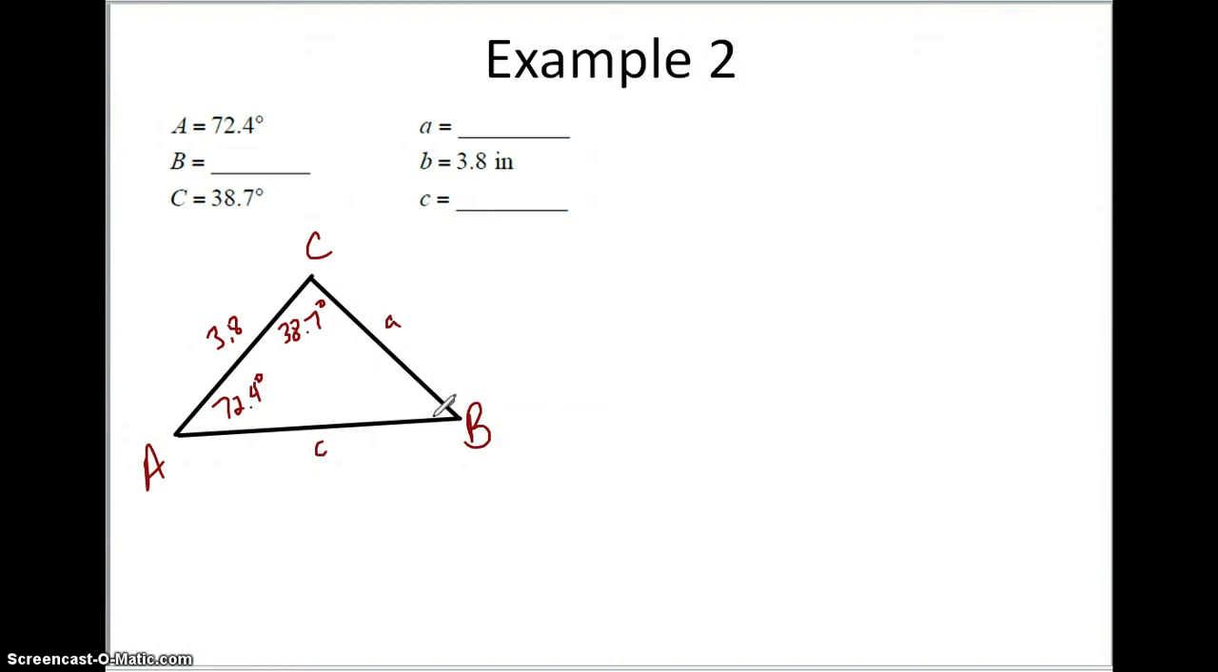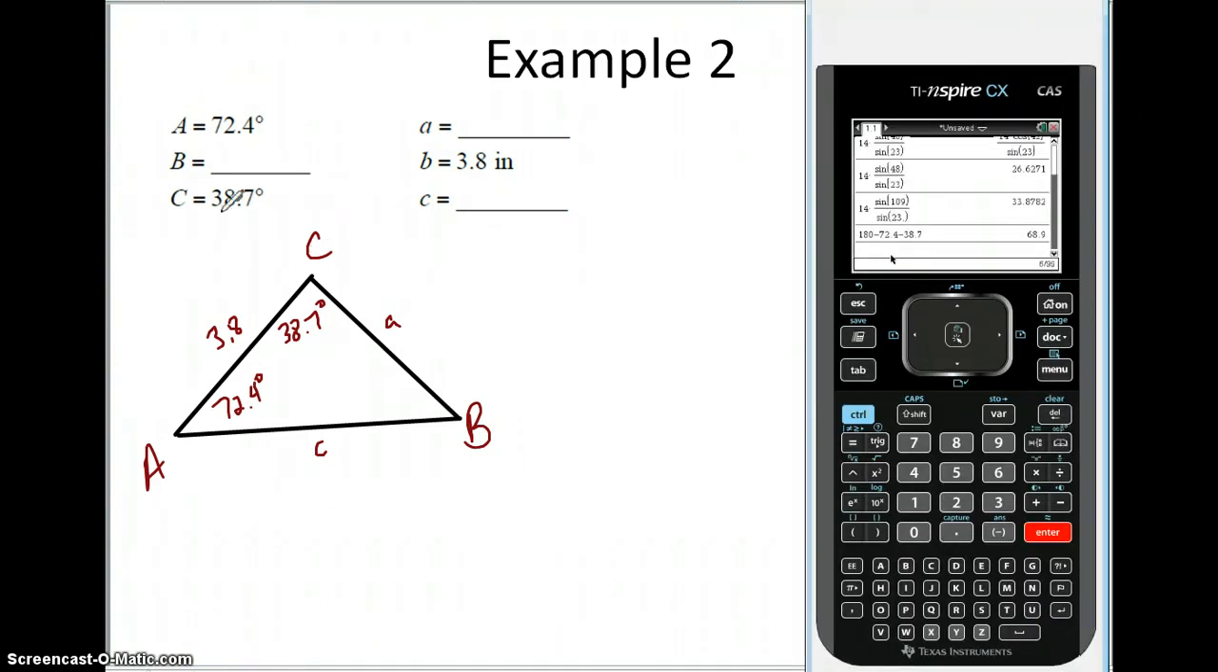So in order to do a law of sines, you need an angle and its opposite side. So we're going to need angle B. So let's go ahead and calculate angle B using 180 minus the sum of these two. So we got 68.9 degrees. And then we're going to use our law of sines. So this time we're using B and b. So that's going to be our starting ratio. So we're going to go sine of 68.9 degrees over 3.8.